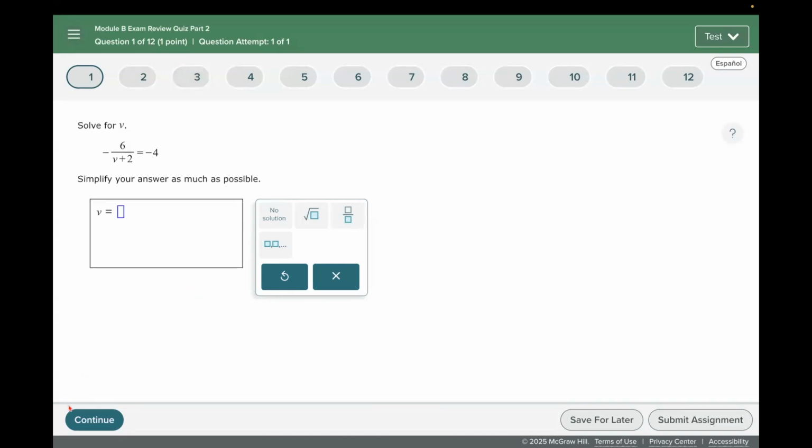So first question is asking us to solve an equation for V. So I'm going to multiply both sides of this equation by V plus 2 to clear the denominator. So we're going to have -6 equals -4 times V plus 2. Then I'm going to divide by -4 on both sides. So -6 over -4 equals V plus 2.